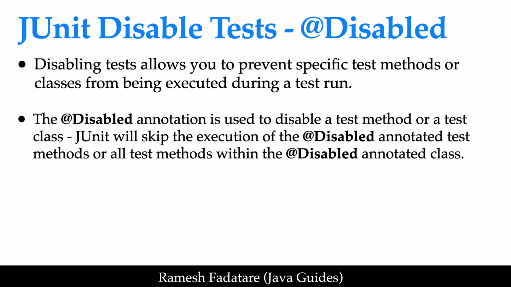The @Disabled annotation is used to disable or skip a test method or a test class. JUnit will skip the execution of @Disabled annotated test methods or all test methods within a @Disabled annotated test class. Whenever you want to skip some of the test methods, you can go ahead and annotate those test methods with the @Disabled annotation, and you can also skip all the test methods within a class by annotating that class with the @Disabled annotation. We will see an example of how we can achieve all these things.